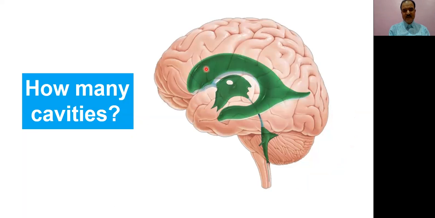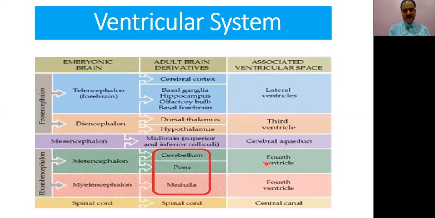You can see in each cerebral hemisphere we have a lateral ventricle. Then in the diencephalon, we have a single third ventricle. And then in the hindbrain, we have the fourth ventricle. This fourth ventricle goes down as the spinal canal. And at the lower end of the spinal canal, we have another ventricle, which we call the terminal ventricle.